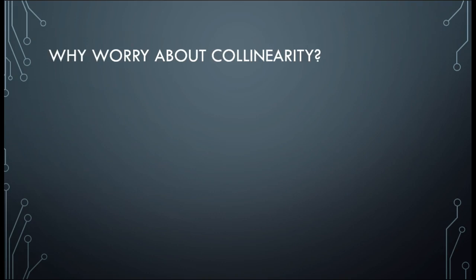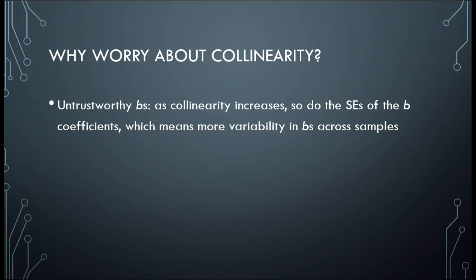And we really need to worry about collinearity when there are high levels of collinearity. If you have low levels of collinearity, that poses little threat to the model estimates. But as collinearity increases, there are three problems that we need to worry about. The first one is that you get untrustworthy betas. So as collinearity increases, so do the standard errors of your beta coefficients from your regression model. And that means that you have more variability in your betas across samples.